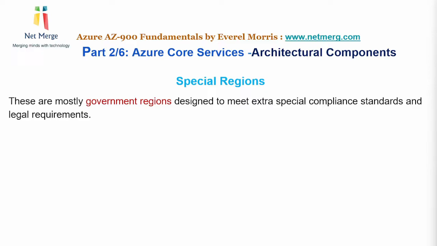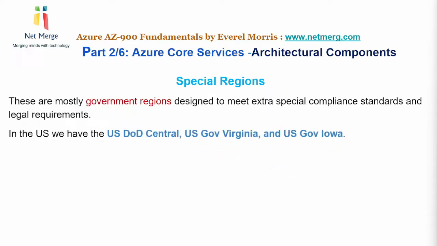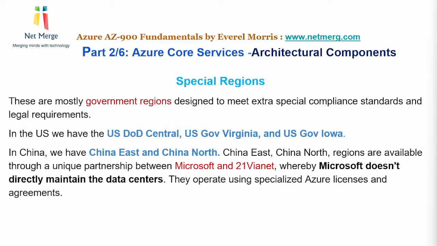Now, what are special regions? There are also some special regions that are mostly government regions designed to meet extra special compliance standards and legal requirements. I want you to understand that. Now, an example is the U.S. Department of Defense Central, U.S. Government Virginia, and the U.S. Government in Iowa. We also have these special regions in China East and China North as well.